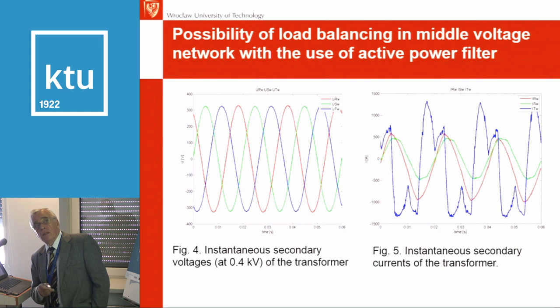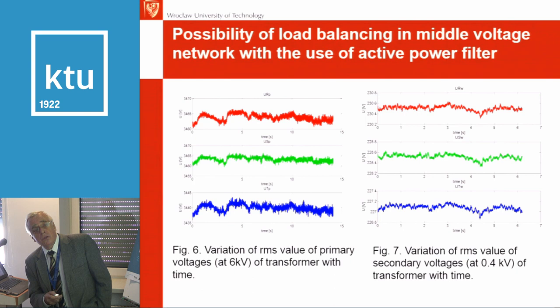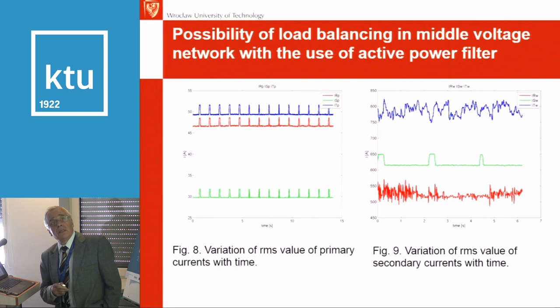We compared the RMS values measured. You can see that for the primary voltage the difference is very little, so it's almost the same level. The secondary voltage also seems to be okay. Therefore, with the voltage there's no problem. However, with the secondary current there's a big difference, a big asymmetry, about 800, about 550, and a big deformation.